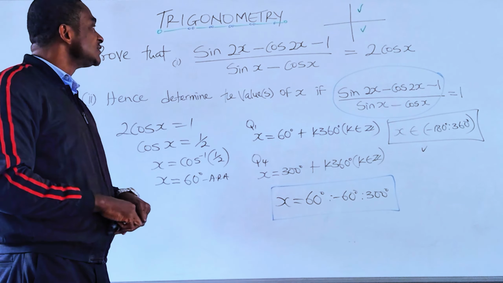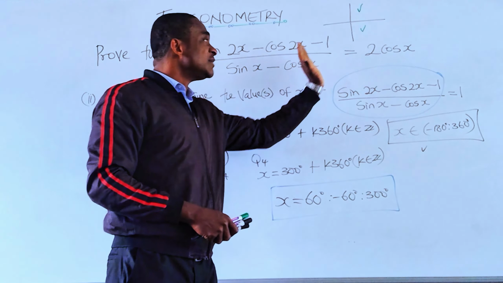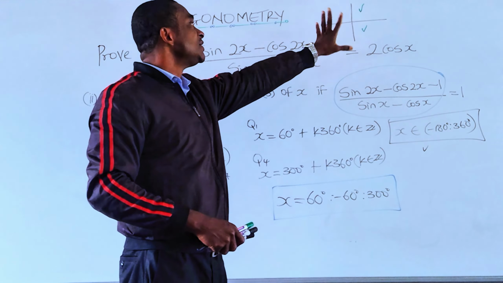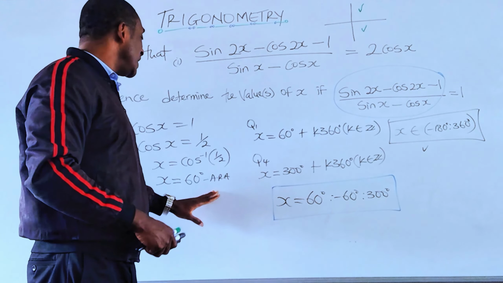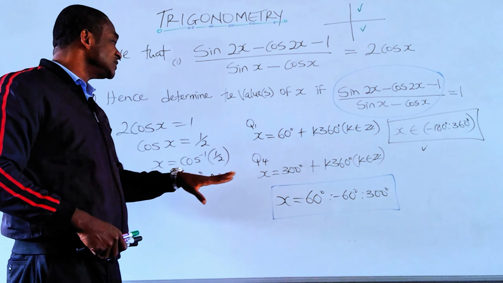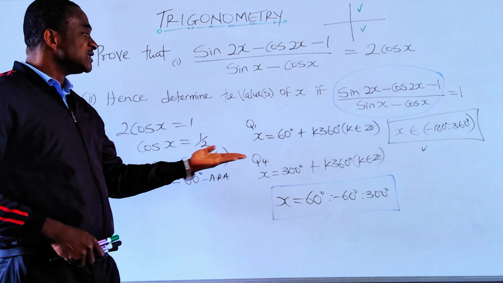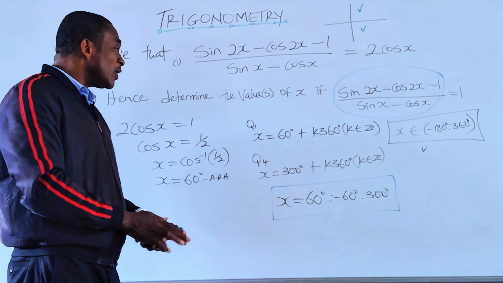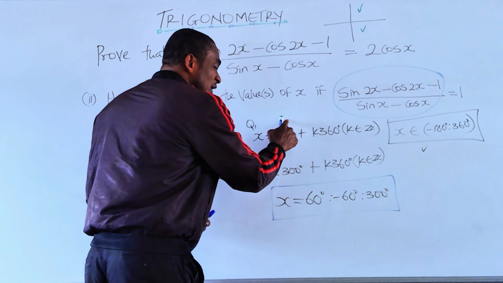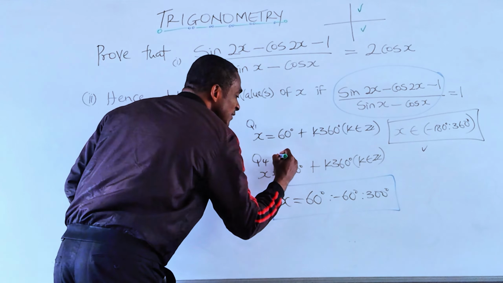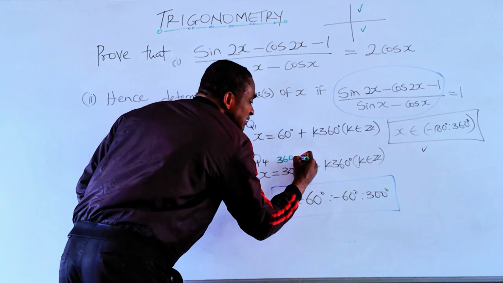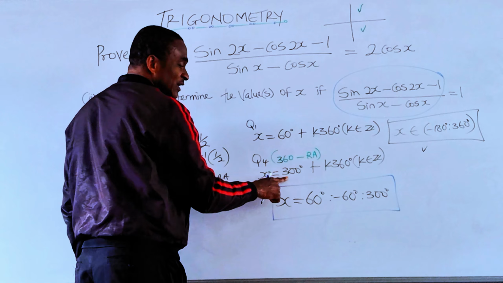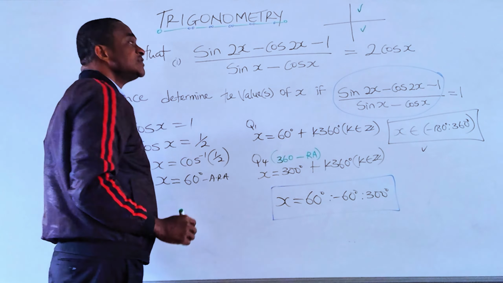So always check out for double angles, replace them, prove, and then check the range of values given to you. Be very careful when you are using your quadrants. That will determine if your value is going to be positive or negative. Positive or negative will also help you pick the quadrants you are going to work with. For quadrant 4, remember it is supposed to be 360 minus the reference angle. And that is how we have 300, 360 minus 60.